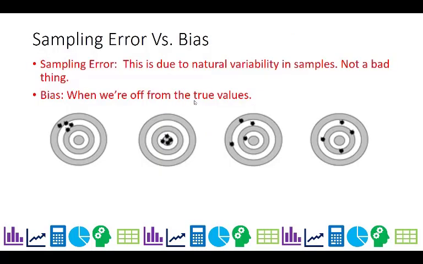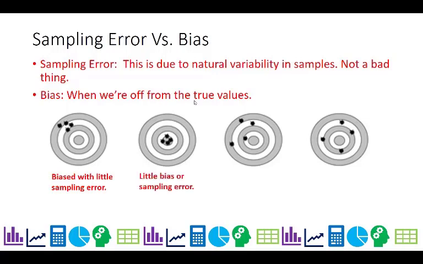So last but not least, sampling error versus bias. So we've been talking about bias and what's the difference between that and sampling error. So sampling error is just natural variability in samples. It's not a bad thing. Bias, which is like the response bias, the undercoverage, that's when we're off from true values because we're leaving something out. So this is biased with little sampling error, or little variation.